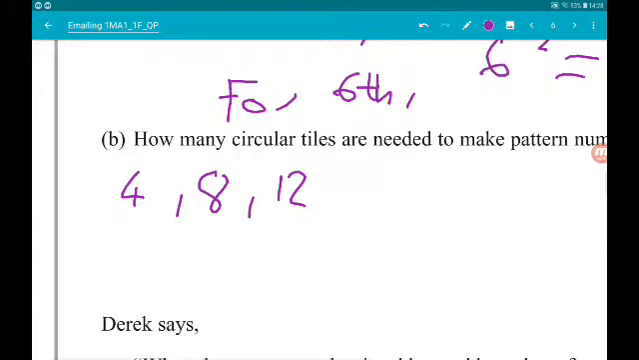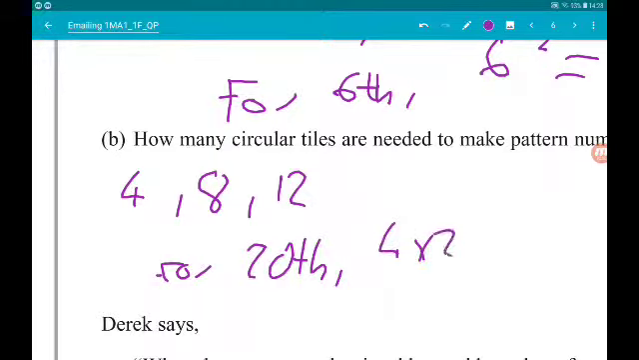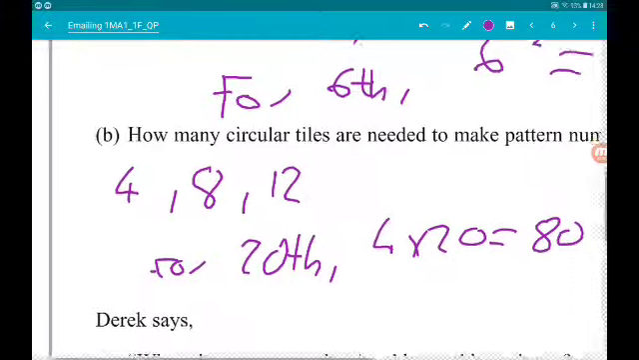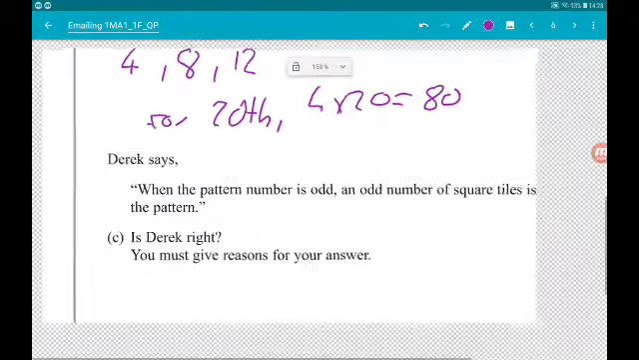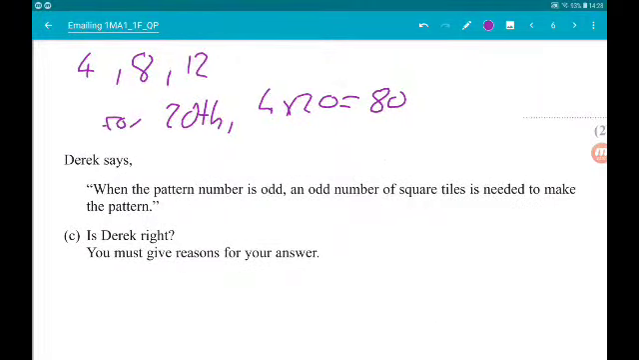So for the 20th, we're going to need 4 times 20, which is 80. Cool. Okay, then for part C, Derek says, when the pattern number is odd, an odd number of square tiles is needed to make the pattern. Is Derek correct? You must give a reason for your answer.